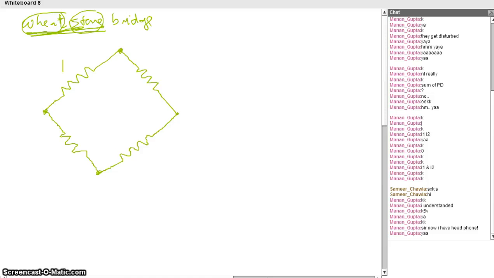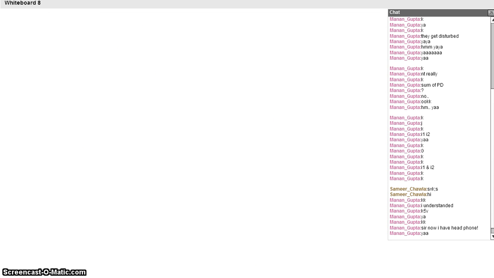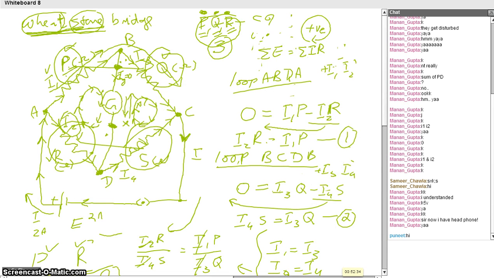Okay, so we'll name these resistors P, Q, R, and S. Better you draw it in your notebook also at the same time. We will be connecting a galvanometer. You know what a galvanometer is? A galvanometer is a device to sense any current. There will be no current because P by Q equals R by S.